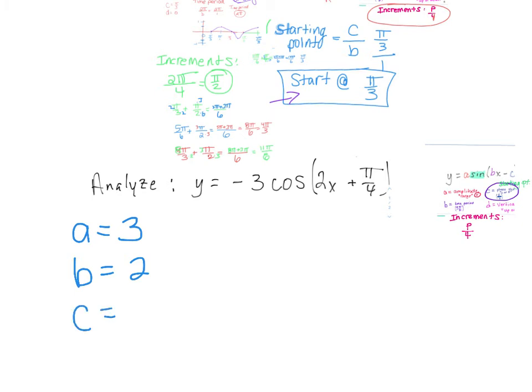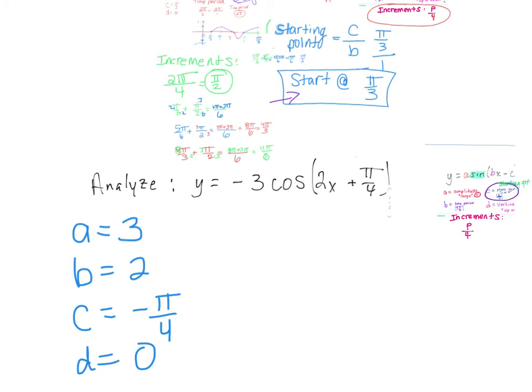C is my phase shift from my equation. So it says plus pi over 4. So what am I going to write down that my C is? No, negative. Good. Negative pi over 4. And then D is my vertical shift. Where am I moving this thing up and down? What am I adding or subtracting at the end of this function? 0. It's not moving up and down. Correct. At the outside of the parentheses.